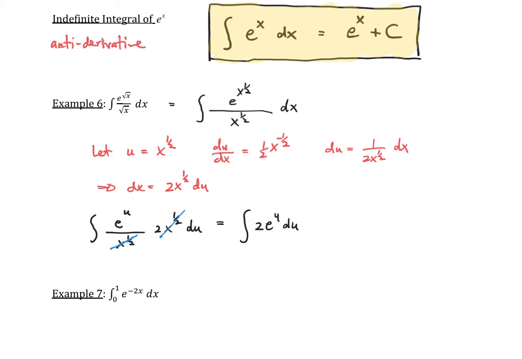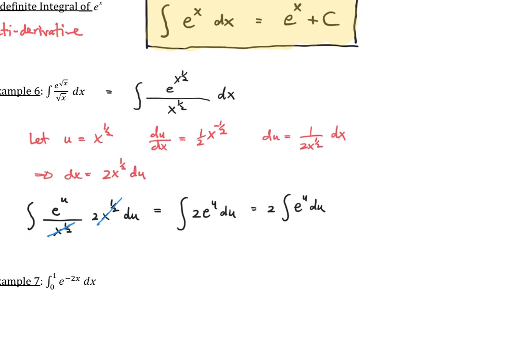Now, we see that our integrand is just multiplied by this constant 2. So I can always factor a constant out of the integral. So this is the same thing as 2 times the integral of e to the u du. And this is a simple antiderivative for me to evaluate. I know that the antiderivative of e to the u is just e to the u. So this is going to give me 2 e to the u plus c.